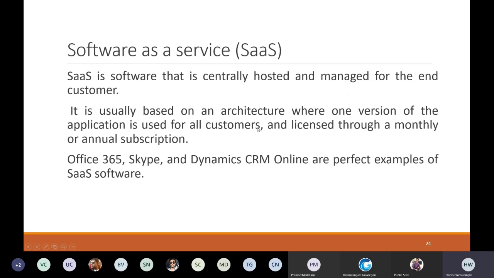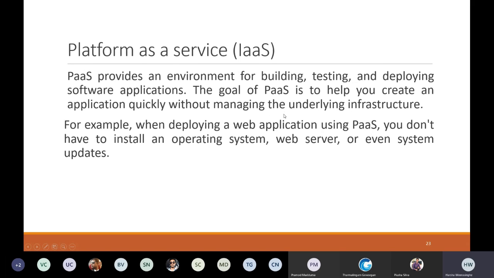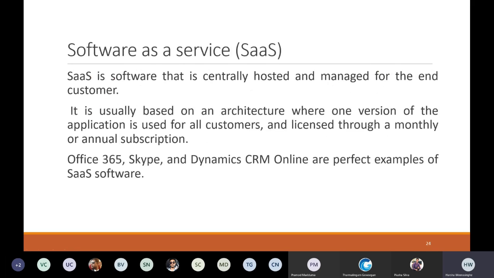And finally, you have SaaS, software as a service, which is centrally hosted and managed for the end consumer. You can see examples: Office 365, Skype, Dynamics CRM. If you're using Office 365, you're simply opening the browser and going to an online Word document. You don't care about which operating system this software runs on. The only thing you care about is the software that runs on top of it. Those things run as software as a service. So that's the basic idea behind IaaS, PaaS, and SaaS.